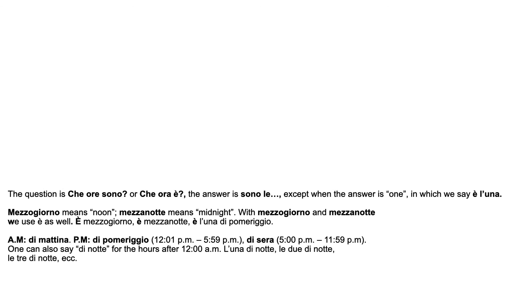Okay? And then, if you want to tell the moment of the day as well, the part of the day, for AM you say di mattina. For PM you say di pomeriggio. Basically, in the afternoon, right? And then after 6 you say di sera. And sometimes they use di notte for very early in the morning, right? So you could say l'una di notte and that would be 1 in the morning. Although to me it seems more typical to say l'una di mattina.